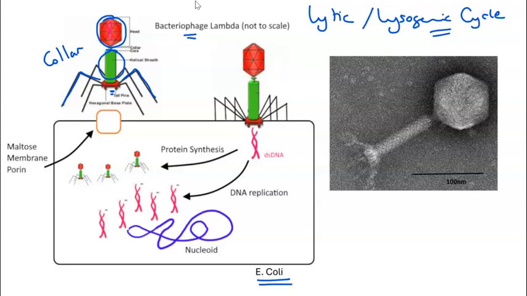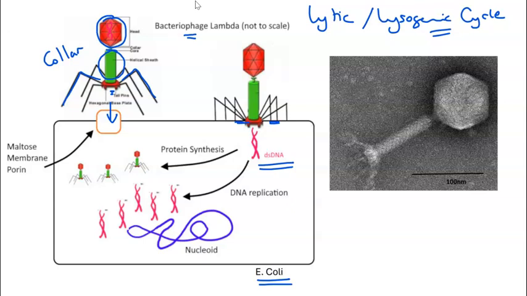The bacteriophage has a preference for maltose membrane porins. That's like a pore structure, and they tend to lock onto those in preference to other locations. And having locked onto those locations, the leg structures pull the base plate down into strong contact with the cell membrane, penetrating the membrane, allowing the introduction of the double-stranded DNA, which is characteristic of the bacteriophage.